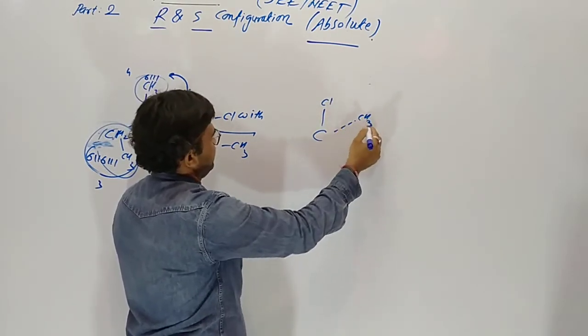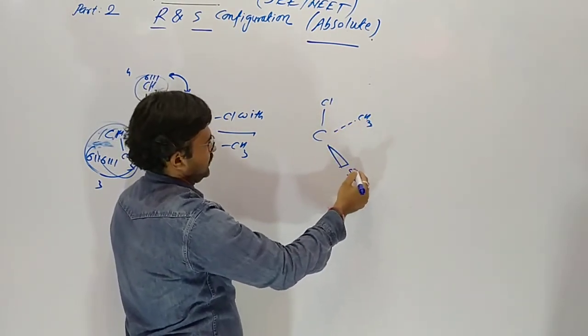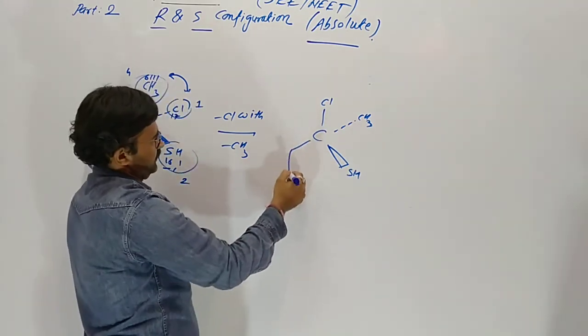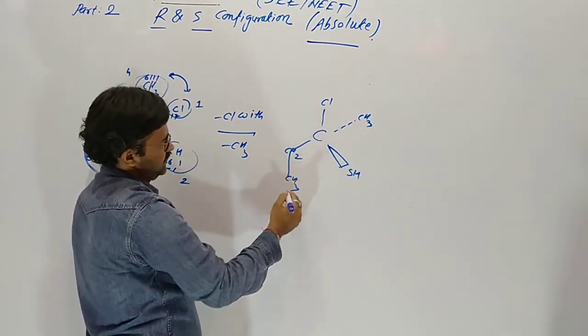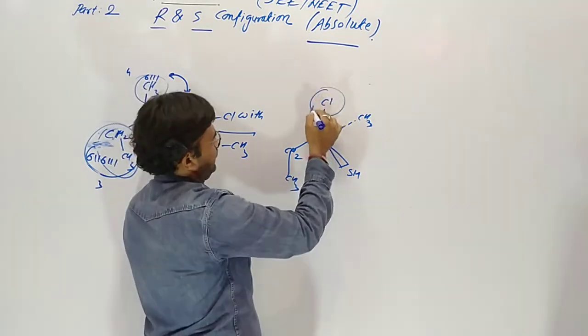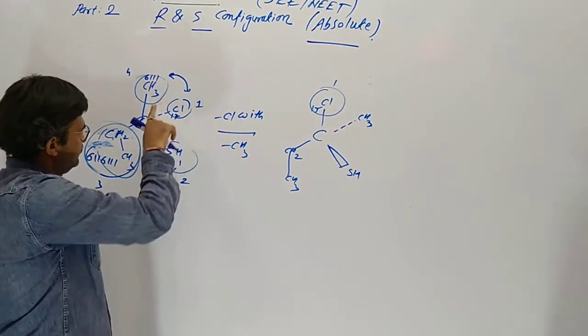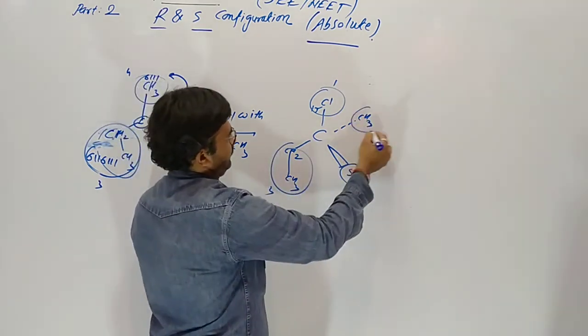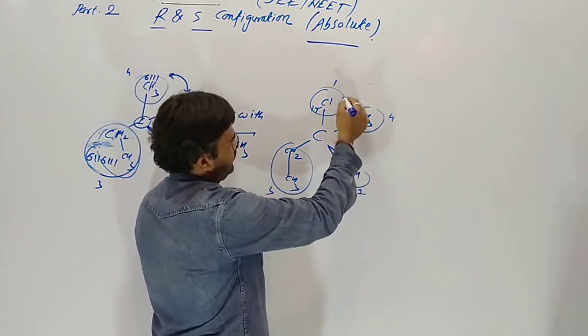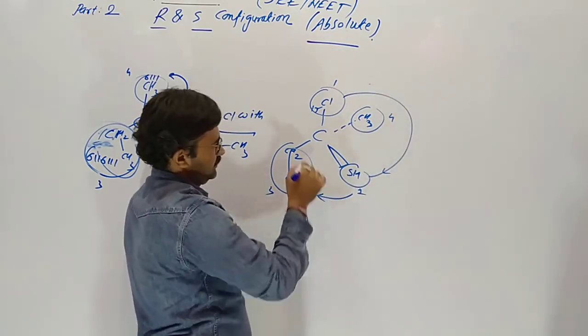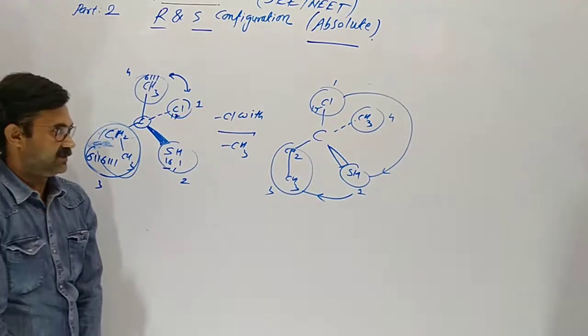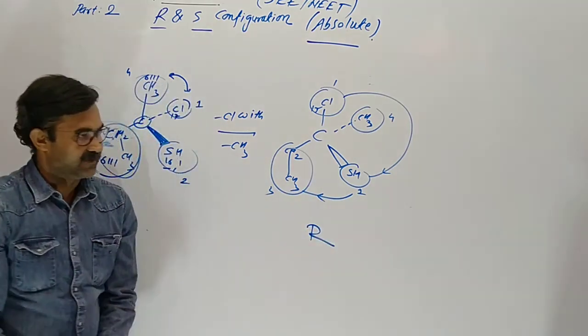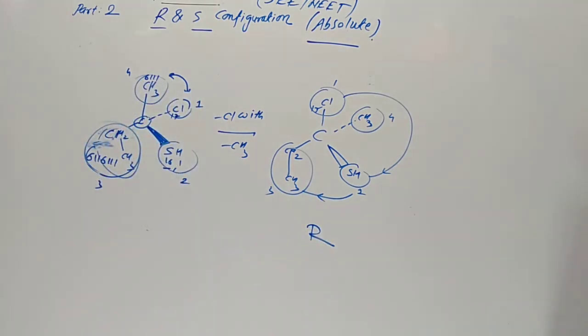Interchange. So here is Cl, here CH3, here is SH. After interchanging, it remains the same. Now chlorine 17 is 1, this one 2, this one 3, this one 4. Read 1, 2, 3. So it comes in a clockwise direction. So which is the R configuration. Understood? This is a 3D structure.